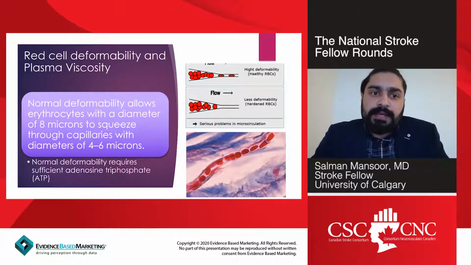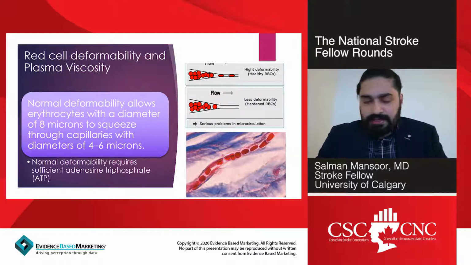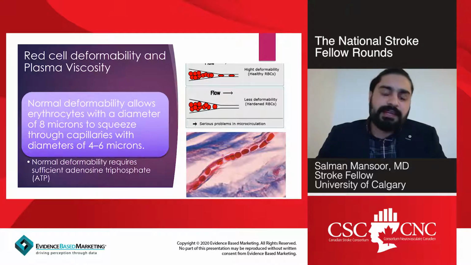So, red cell deformability and plasma viscosity. Normal deformability allows erythrocytes, which have a diameter of 8 micrometers, to squeeze through capillaries with a diameter of 4 to 6 microns. Normal deformability requires sufficient ATP. So in states where ATP is depleted, this property of the circulating blood is compromised, and it becomes more difficult for the red blood cells to pass through these smaller vessels. Examples are trauma, burns, sepsis, etc.